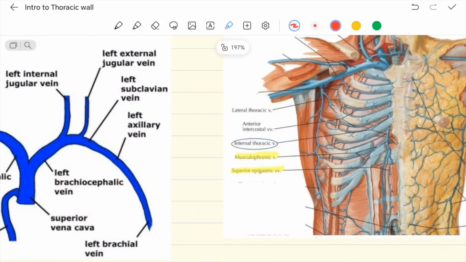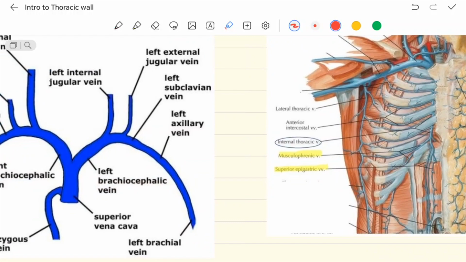So just to recap, musculophrenic and superior epigastric join to form the internal thoracic. At the same time, I have anterior intercostal veins also draining into the internal thoracic, which will drain into the brachiocephalic, and this will go to the superior vena cava and to the right atrium.